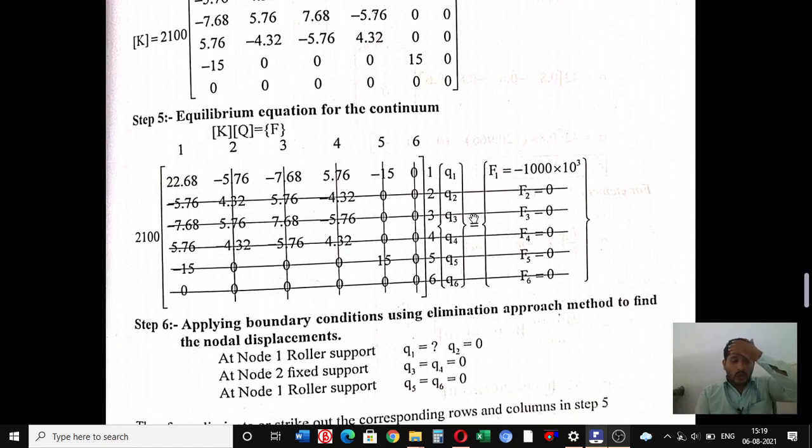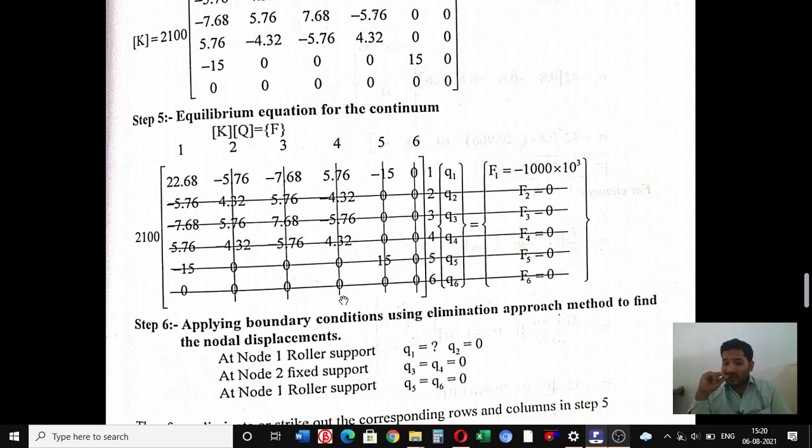Clear? Then at node 1, which type of support will be there? The roller support. If there is a roller support, in the x direction it is unknown, but in the vertical direction the value becomes 0. For that reason we need to eliminate the second row and this second column. Clear? At node 2, what support is there? It is the fixed support, or we can say the hinge support. If it is a hinge support, then q3 horizontal and q4 also are 0. For that reason we need to eliminate this third row and this third column, and q4 also 0. This fourth row and this fourth column will be cancelled.